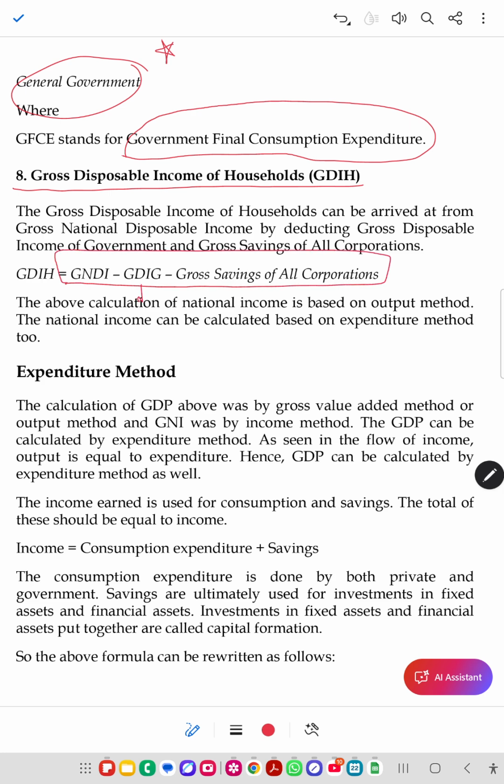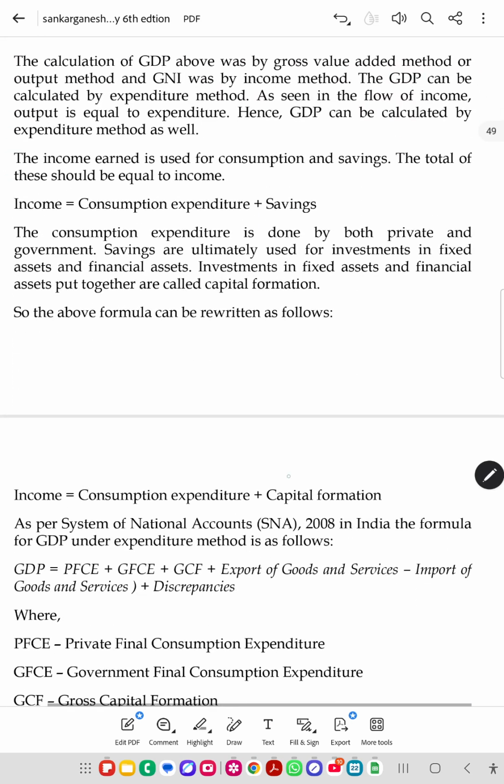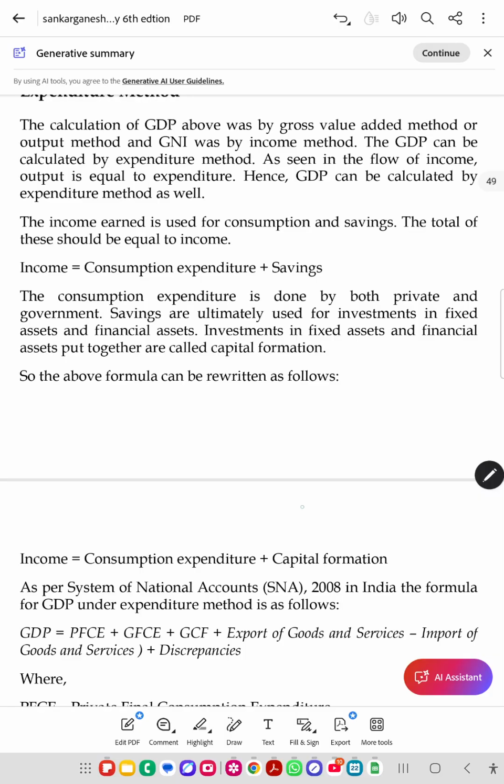Okay, this is of government, this is of corporations, and this is of household. Okay, the above calculation of national income is based on the output method. The national income can be calculated based on the expenditure method too. Okay, next is the expenditure method.